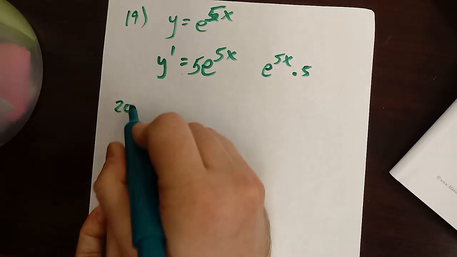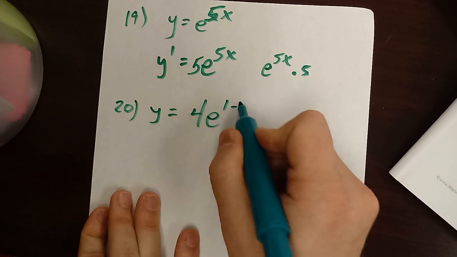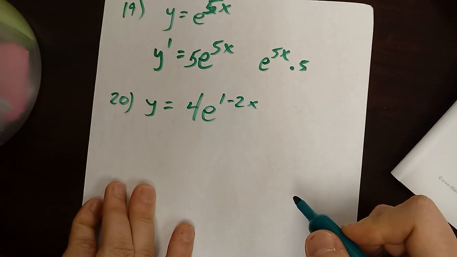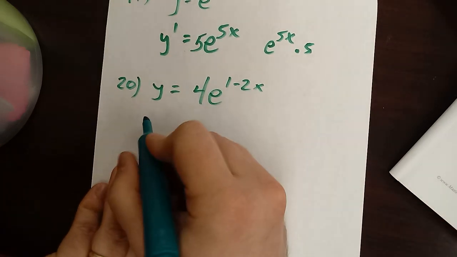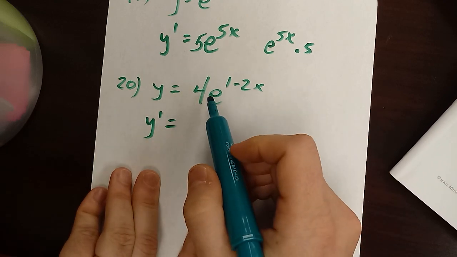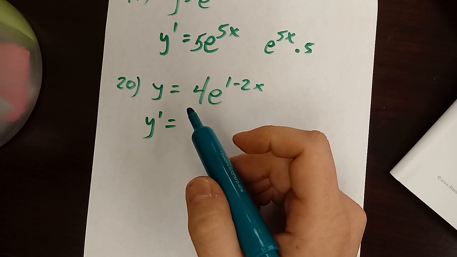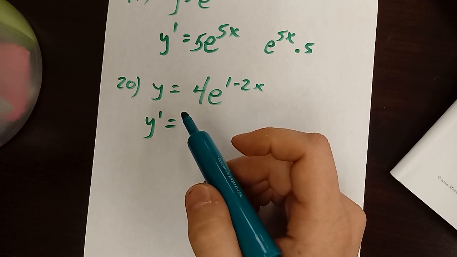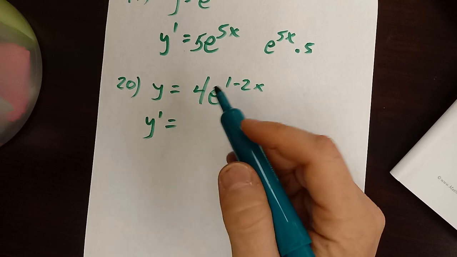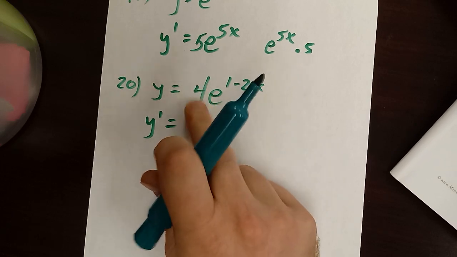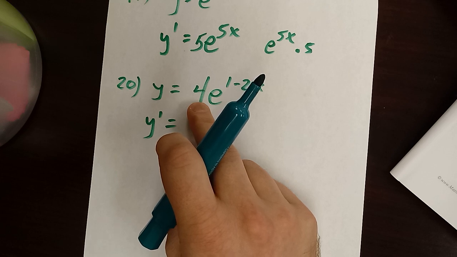Number 20 says y equals 4 e to the 1 minus 2x. Oh man, it's going to be so hard and so complicated, and I'm going to cry, and it's so difficult. Some of you still question whether you need to do product rule. But I want to remind you that a constant multiplied by a differentiable function does not change the derivative. The constant just sits there. You can do product rule on this. Remember that the derivative of 4 is 0.